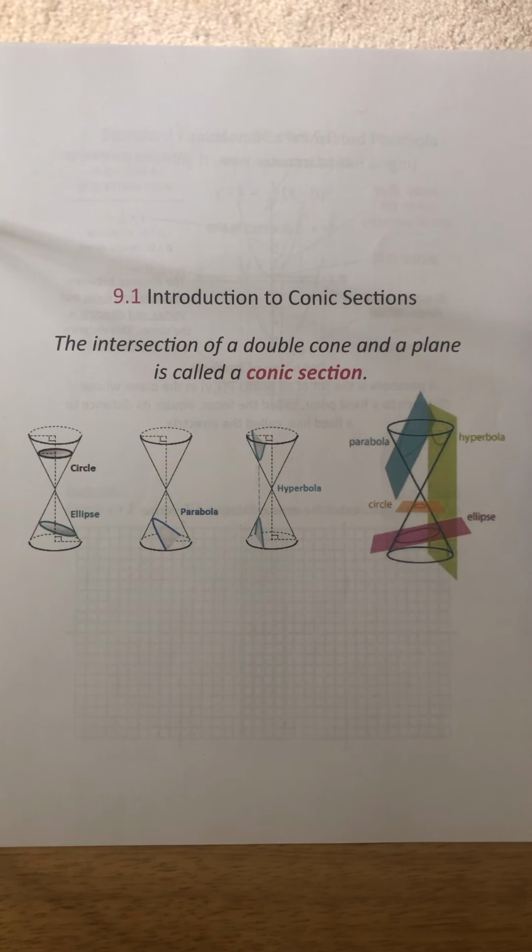So the way we get these names is we have these cones that you can see in these pictures, and basically it's if you had a plane intersecting a cone, what shape would come out of it.